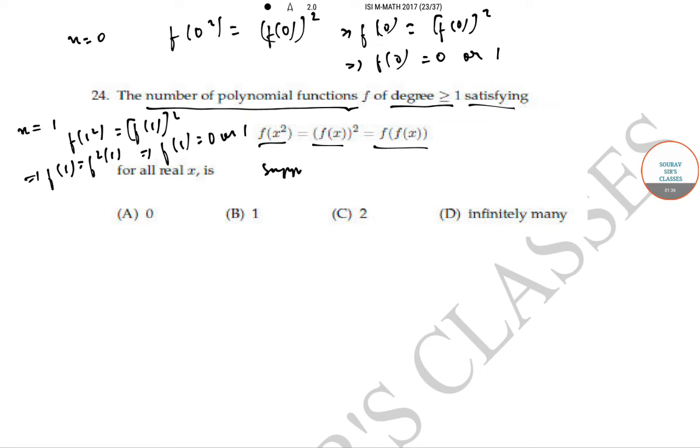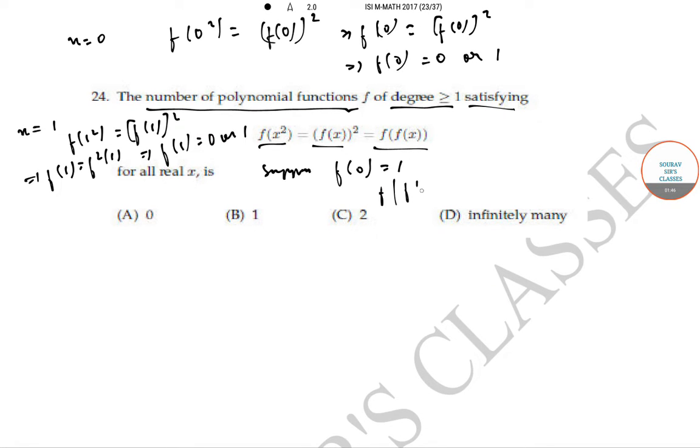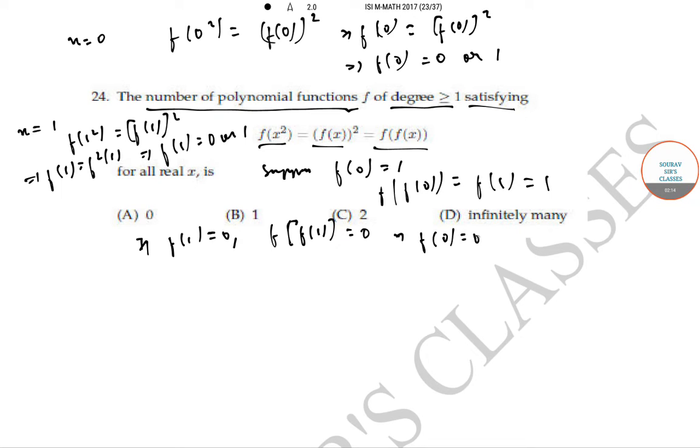Now suppose f(0) is equal to 1. Then f(f(0)) is equal to f(1) that is equal to 1. And if f(1) is equal to 0, then f(f(1)) is equal to 0 or f(0) is equal to 0.